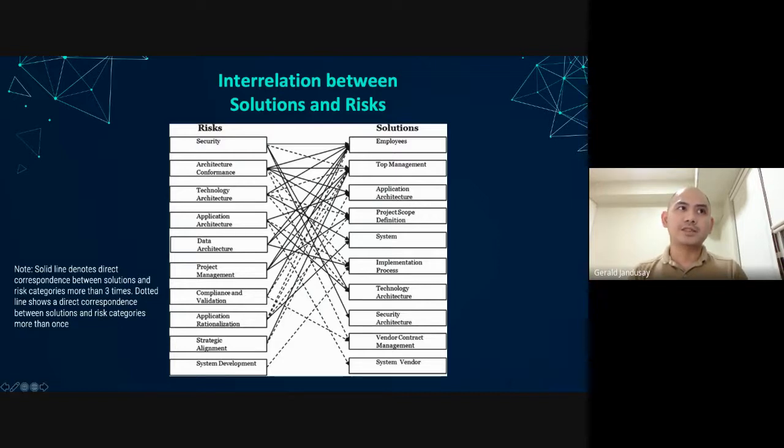Okay, so there's just a note here that if you see a solid line, it denotes direct correspondence between the solution and the risk categories more than 3 times. And if you see a dotted line, it shows a direct correspondence between the solution and the risk categories more than once. The reason why we have to have this kind of interrelation is in order to identify the risk as well as the mitigation that we will have to do for each of the risks.